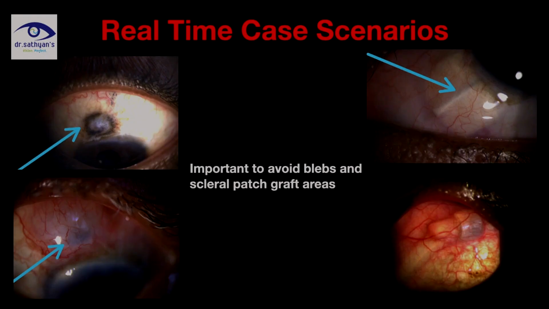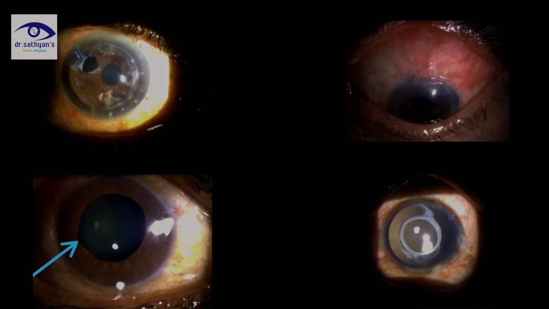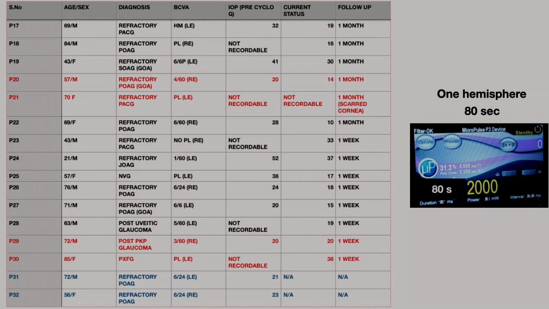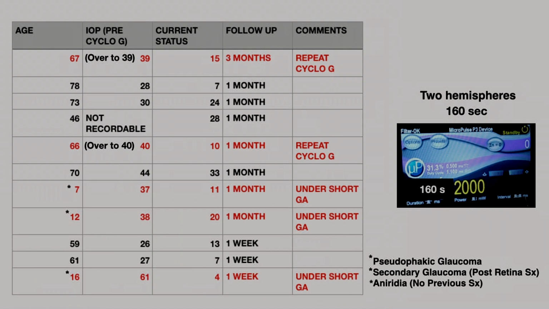So we started with cases like these: avoid blebs, avoid scleral patch graft areas, and these were some of our initial data that we started in 2018, 2019. We started slow and steady because we didn't know how to go about it. These are some of the data. We started with only one hemisphere. Then slowly we moved into 2 hemispheres.